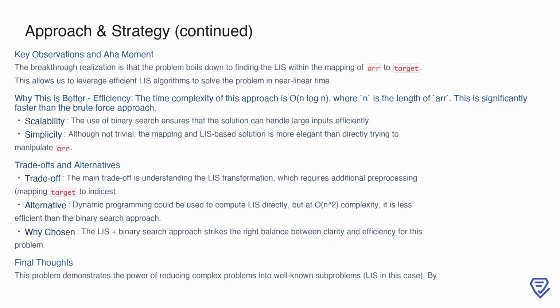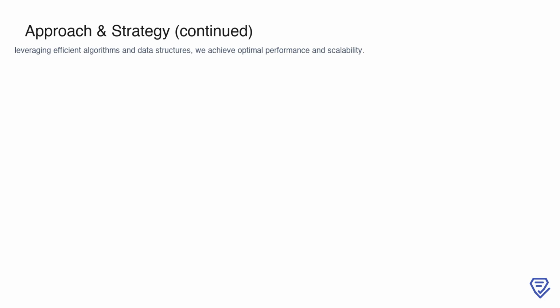Ultimately, the LIS with binary search approach is chosen because it provides the best combination of clarity and efficiency for solving this problem. By reducing this problem to the well-known LIS subproblem and leveraging efficient algorithms and data structures, we achieve both optimal performance and scalability. This approach highlights the power of transforming complex problems into simpler, more familiar ones.